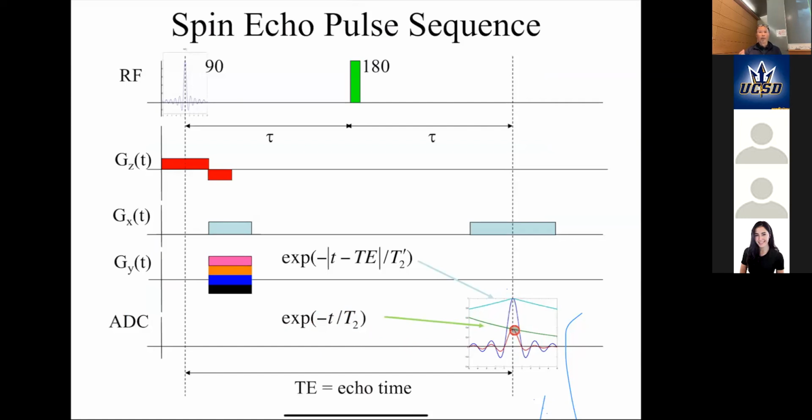But notice, there's only going to be one time where they're totally refocused, right? If I'm a little away from it, I still have an effective T2 prime that falls off as I get away from that echo time. So I can't totally refocus it all over the entire k-space, but at least I'm refocusing it at the center of k-space. And remember, the center of k-space is sort of your average signal. So that's why we typically use the center of k-space as sort of where we define echo time. All right.